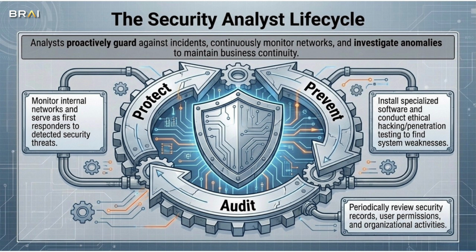Our work rotates across three continuous operational pillars. 1. Protect. We monitor internal networks continuously and act as first responders to detected security threats. 2. Prevent. We install specialized defense software and conduct ethical hacking or penetration testing to discover system weaknesses before attackers do. And 3. Audit. We periodically review security records, user permissions, and overall organizational activities to ensure compliance and safety.